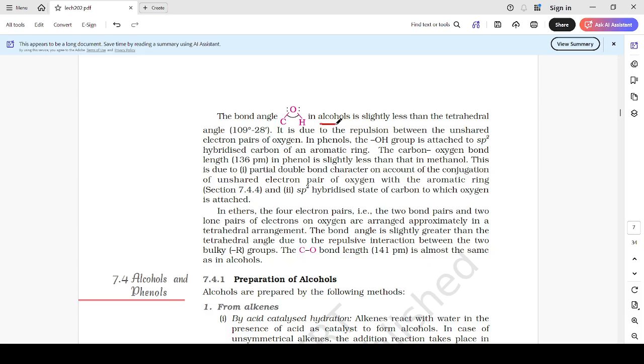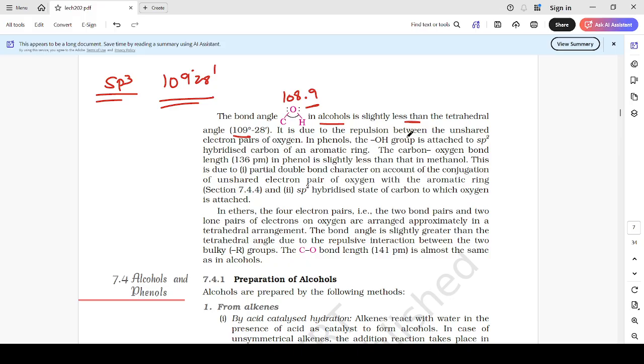So the bond angle in alcohol is slightly less than the tetrahedral bond angle. Usually, I said it is sp3 hybridization. sp3 hybridization itself is having 109 degree 28 minutes. This is its usual bond angle. But what was the bond angle you saw there? Which was 108.9. This itself is less only. Isn't it? Now why has it happened here?